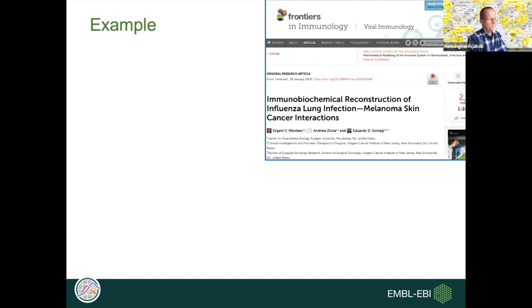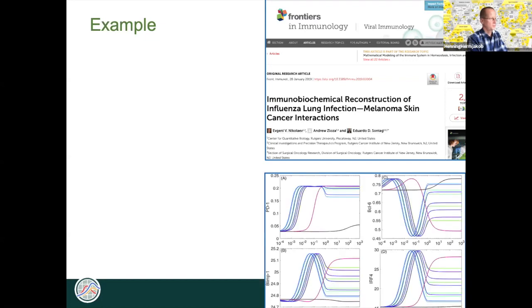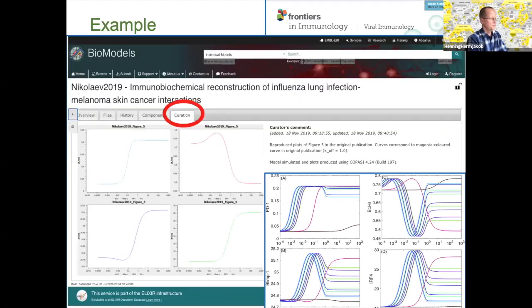So this is one example for the comparison between the figure in a paper and our simulation results. This is figure 5 from this publication. And this is what it looks like in BioModels in the entry for the corresponding publication. Under the curation tab, you will always find the results of the simulation efforts. And there's a comment which then describes what we have done.